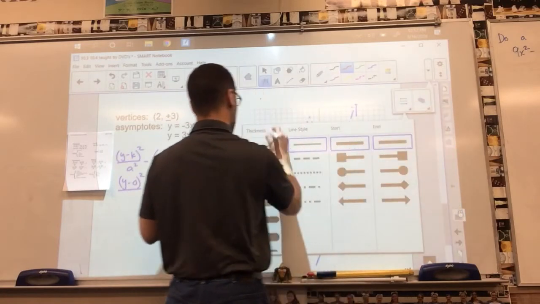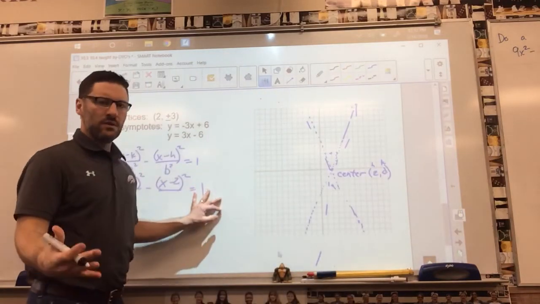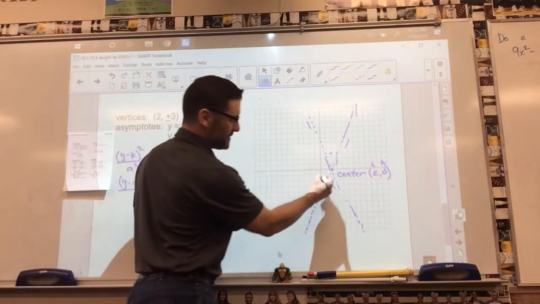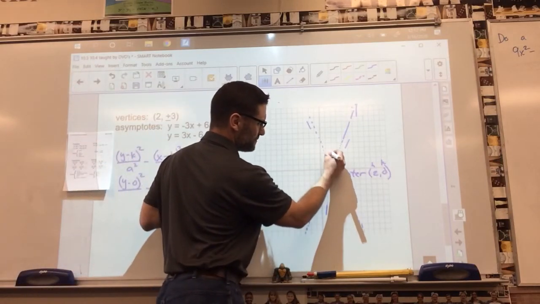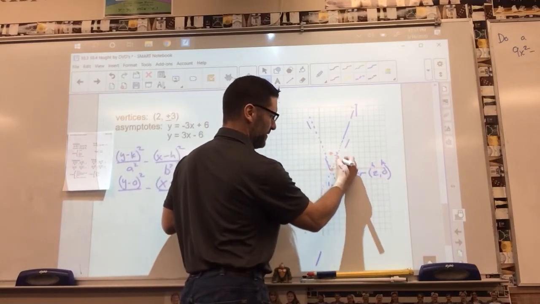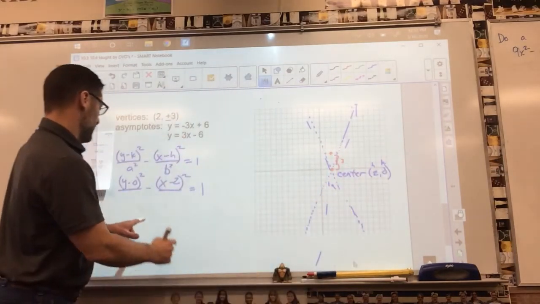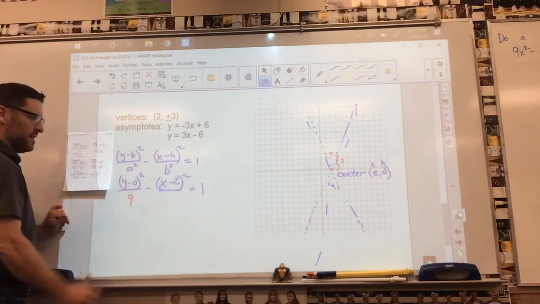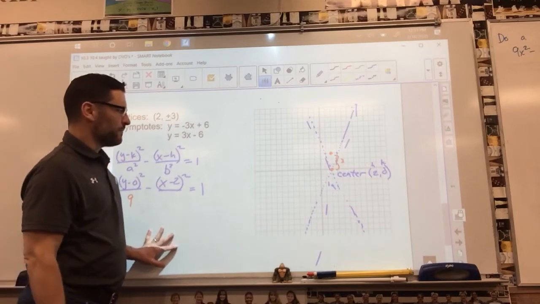What I'm concerned with here is, do I have the a and the b value? Now the a value is the value that goes from the center to a vertex point. So that value right there is 3. So for my a squared value, I'm going to plug in a 3. 3 squared is 9. So I'm going to put a 9 right down there.